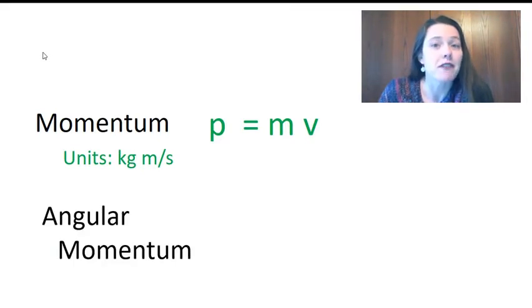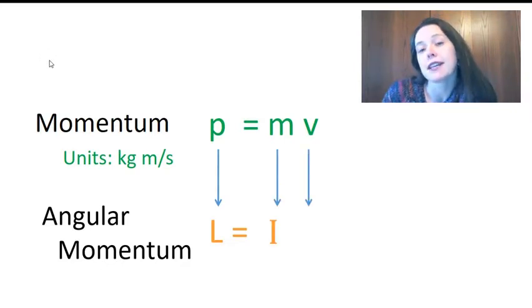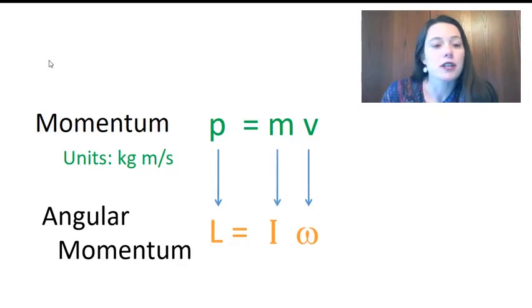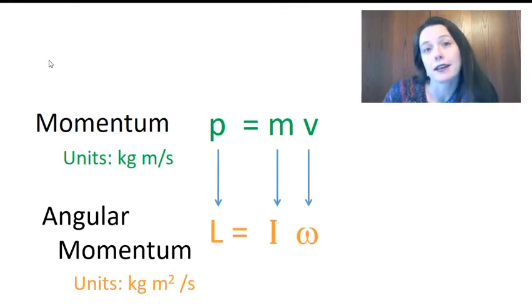Angular momentum is going to have a very similar equation. The variable that we give for angular momentum is the capital letter L. Instead of mass, just like in rotational energy, we are going to use rotational inertia. And instead of linear velocity, we're going to use angular velocity. The units for angular momentum are kilograms meters squared per second.